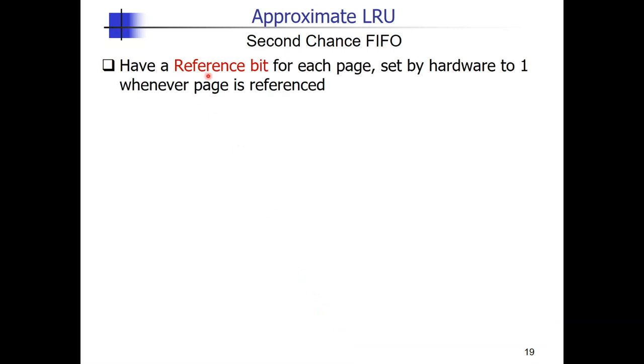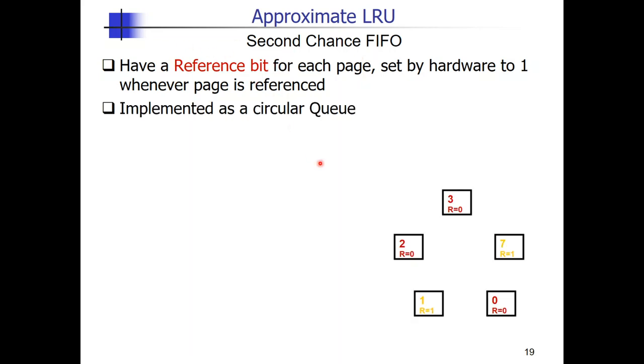We'll continue to use a reference bit for each page. We are going to set this using the hardware to 1 whenever a page is referenced. However, in the previous approximate LRU scheme, we were using a timer, and whenever that timer expires, we were resetting the reference bit of all pages to 0. In this case, we are not going to use a timer. Instead, we are going to use the FIFO algorithm to make the reference bit 0. Let's see how that works.